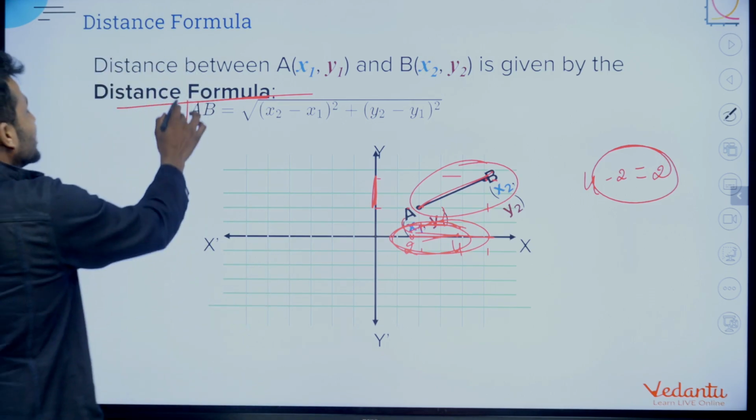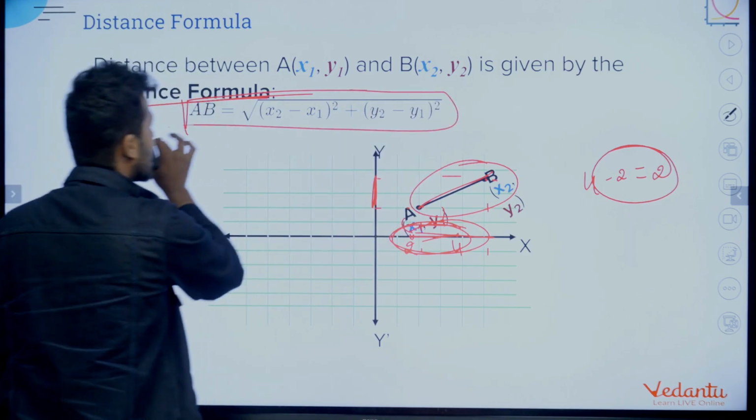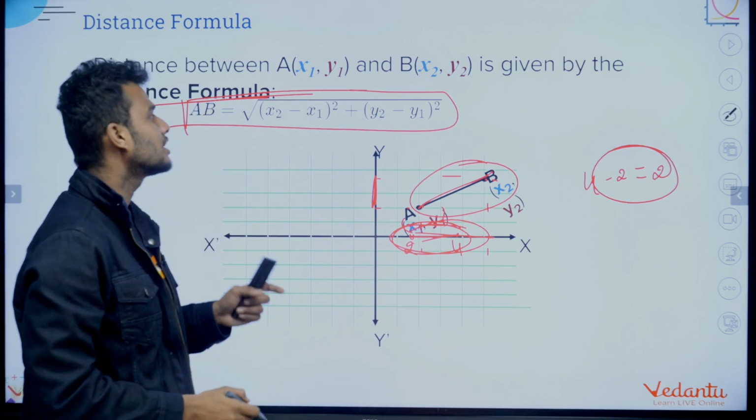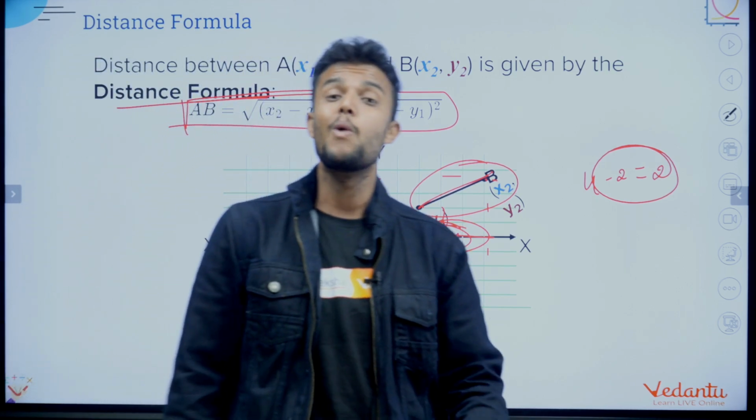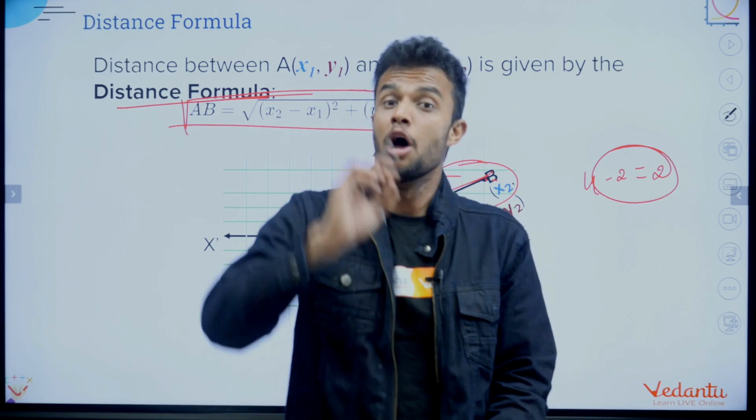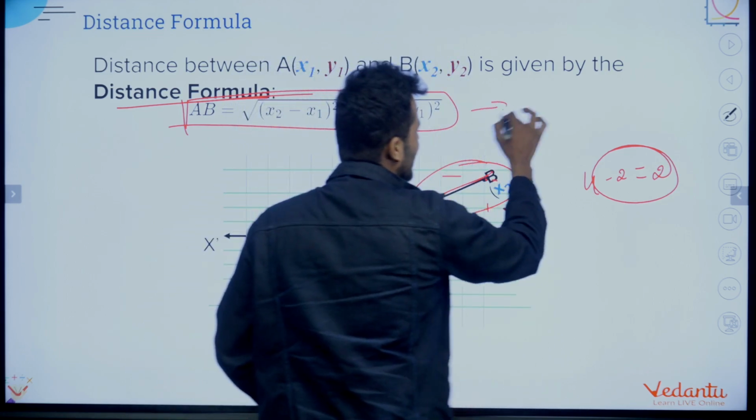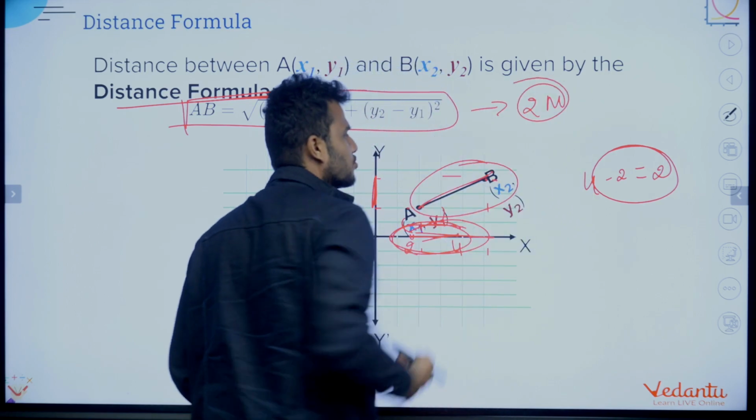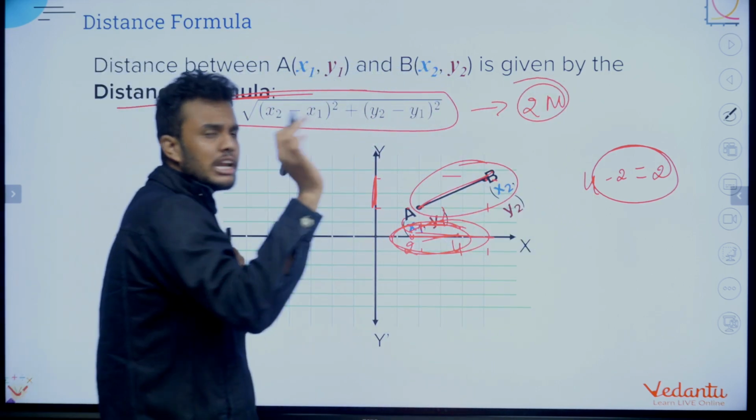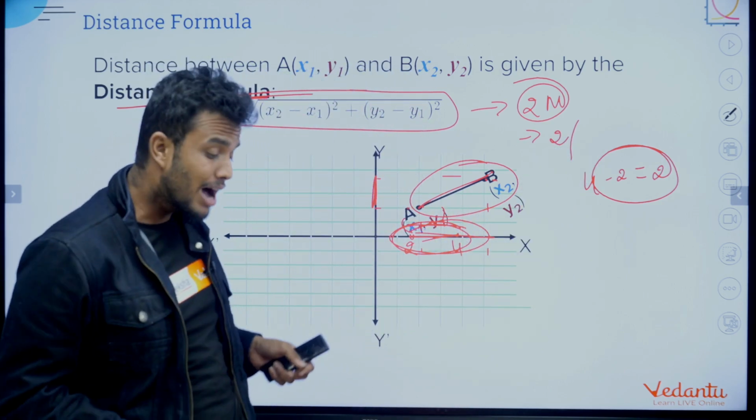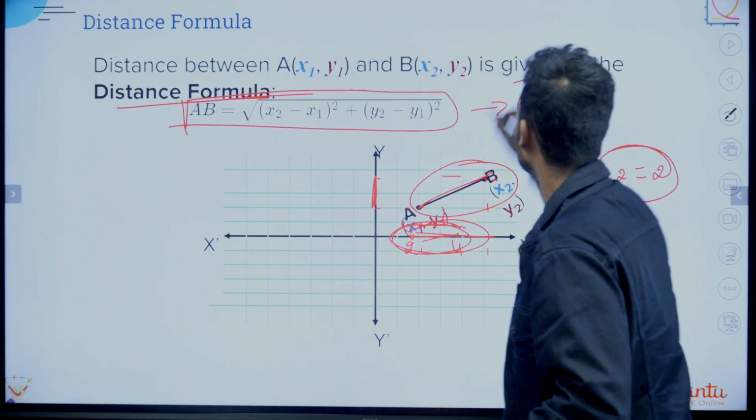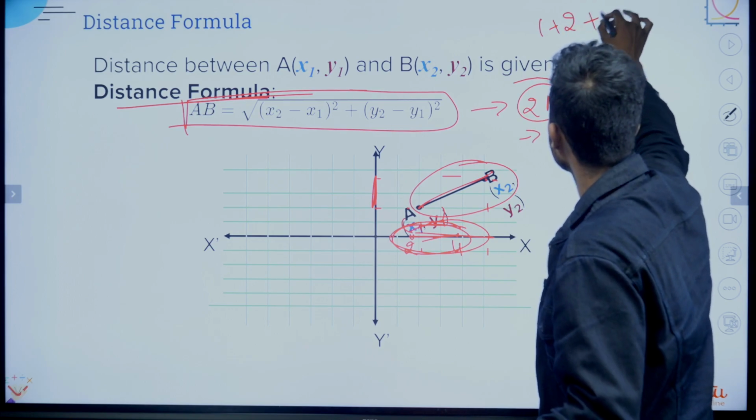Okay. And what is the distance formula? Distance formula AB is equal to square root of x2 minus x1 whole square plus y2 minus y1 whole square. Whenever they ask the distance formula, this question is asked for 2 marks only. Don't worry about it. From this unit, 1 MCQ is compulsory, and 1 2-marks question, 1 3-marks question.